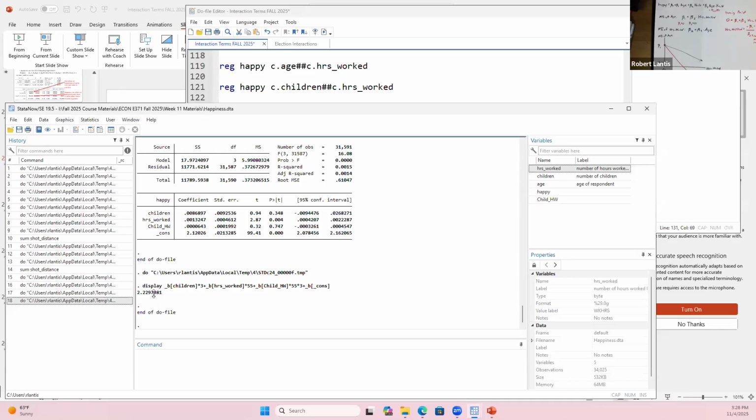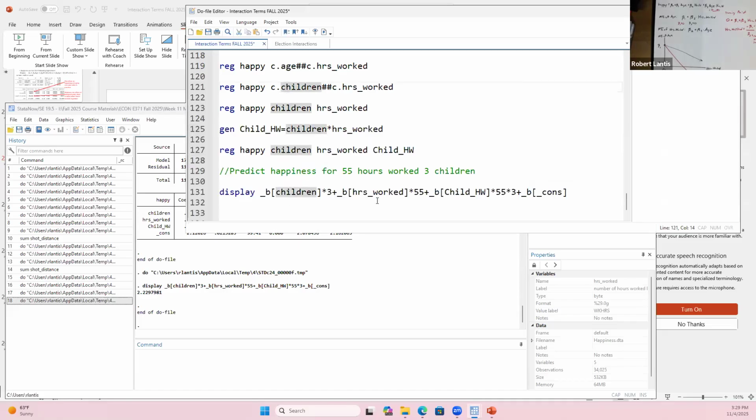So we can still make predictions using these interaction models. It's just when we have continuous interactions, this part is a little bit different. It's not just one value that we need to multiply that coefficient by, it's actually the value for both variables now. Any questions on that idea?